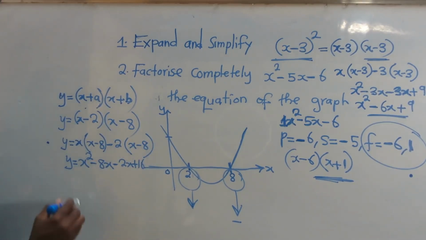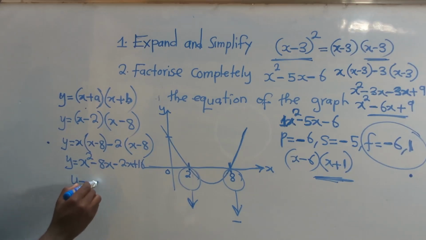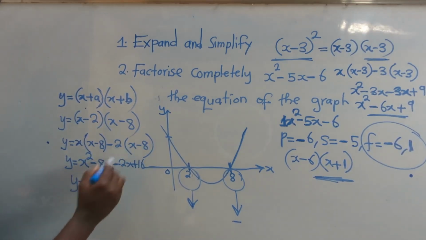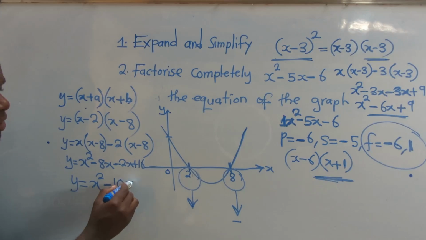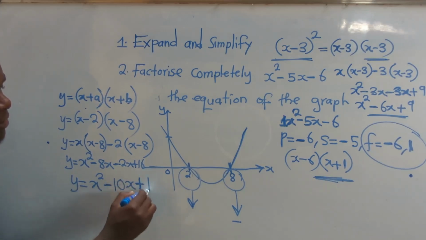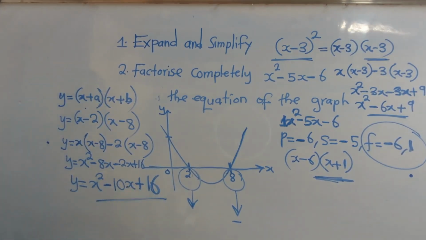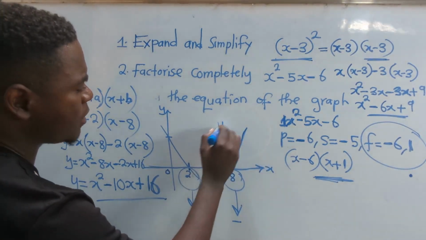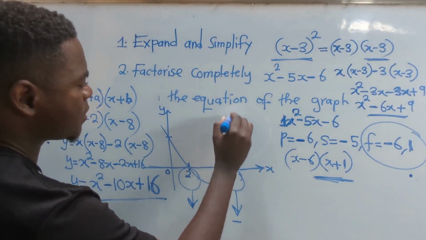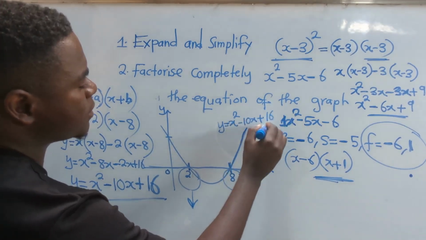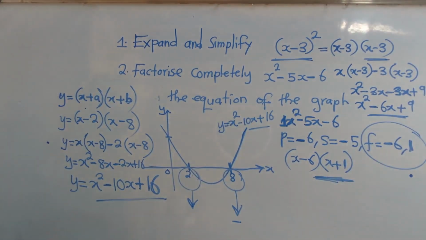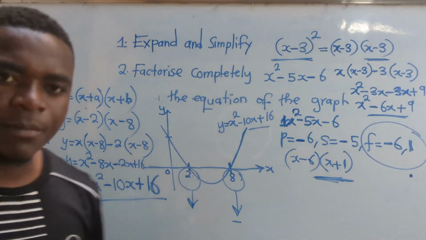So this is the answer you get, where y is equal to x squared. Negative and negative, same signs, you add them, so it is negative 10x. Then you just put plus 16. Have you seen? Plus 16. Meaning that this is the equation of the curve. So the equation of this curve is y is equal to x squared minus 10x plus 16. That is the equation of the graph. This is what you are supposed to do.